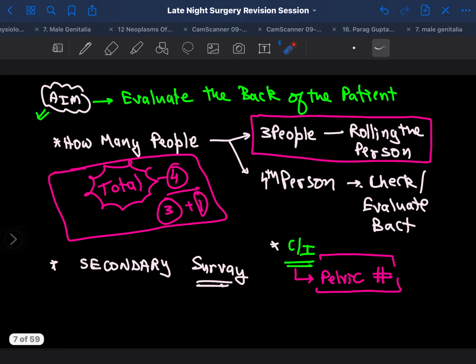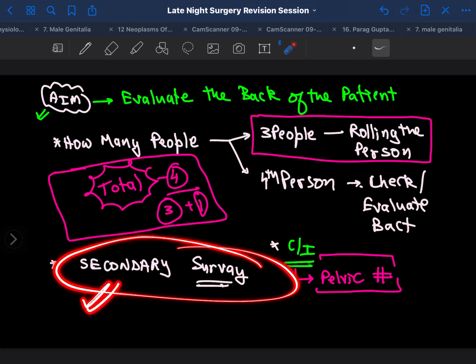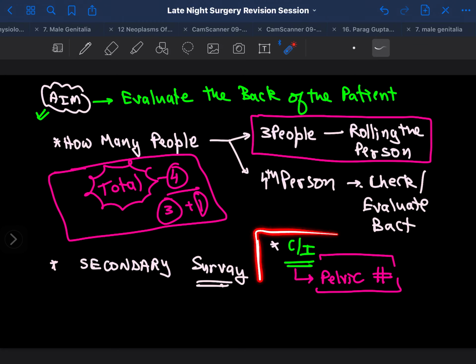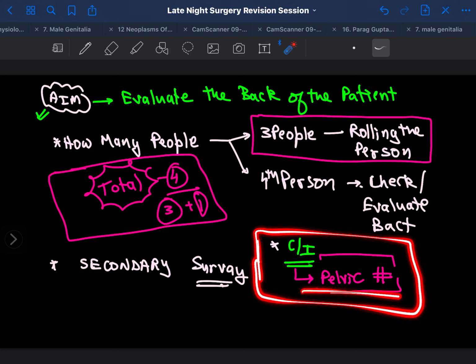Then I told you about the log roll maneuver. This is a maneuver which you perform in the secondary survey. What you are basically doing here is rolling the patient and evaluating the back of the patient. Why? Because you want to evaluate for spinal injury. All you need to understand is that a total of 4 people are needed to perform this maneuver. Out of these, 3 are needed to roll the patient, and the 4th person is the one who is going to evaluate the back of the patient. And this is a part of your secondary survey.